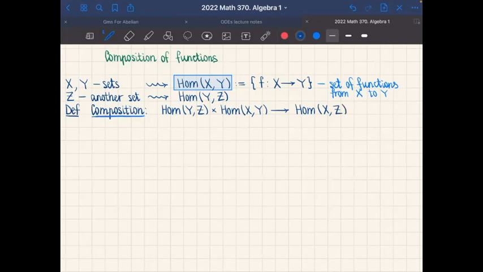It is defined by sending an ordered pair f comma g to something that is denoted by f circle g. So this is the notation. And we can write it on elements as fg of x is f of g of x. Sometimes we also write f circle g as fg for brevity.